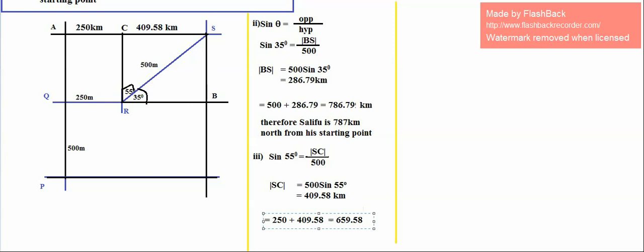659.58 kilometers. Then add the kilometers. It's very, very important. So 250 plus 409.58 gives us 659.58 kilometers. Okay, so that is that.